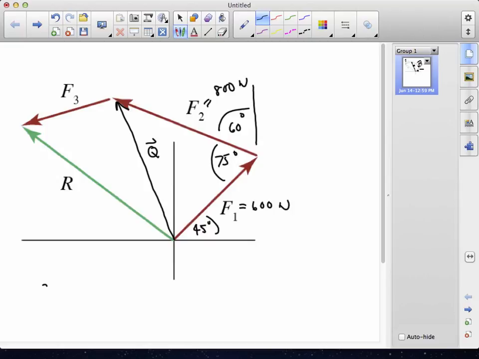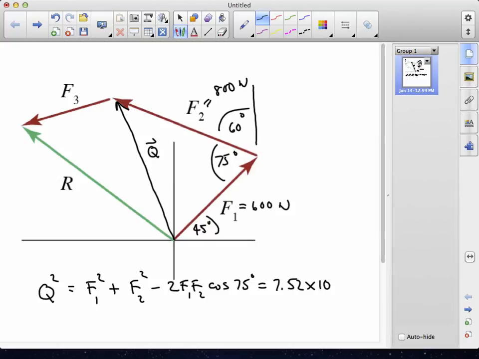We would say Q squared is equal to F1 squared plus F2 squared minus 2 F1 F2 cosine of the angle between them, which is 75 degrees. And if we plug numbers in, we get 7.52 times 10 to the fifth, and this is going to have units of newtons squared. The corresponding value of Q then, if we just take the square root, is equal to 867 newtons.